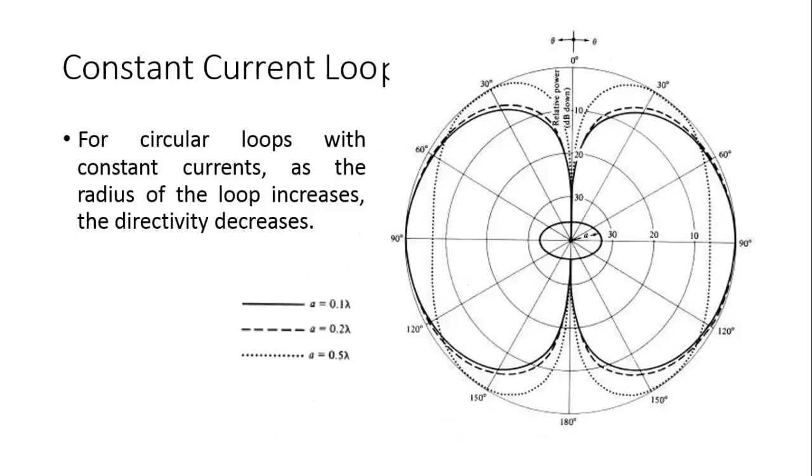As the radius of the loop increases, the directivity decreases. Here, the straight line is a equal to 0.1 lambda, the dotted line is a equal to 0.2 lambda, and the very small dotted line is a equal to 0.5 lambda. In this diagram, there are different radii. Once the loop size is increased, automatically the directivity decreases. That is shown in this diagram.